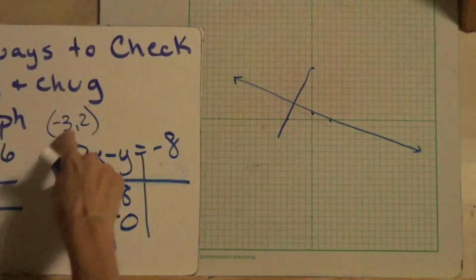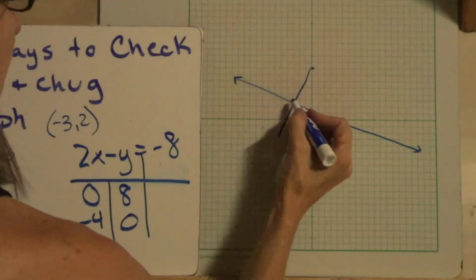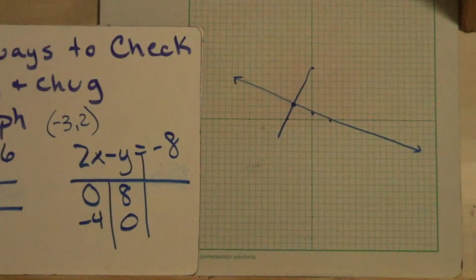And I said my point is negative 3, 2. 1, 2, 3, 2. I'm off just slightly. Remember, graphing is an estimate. Okay?